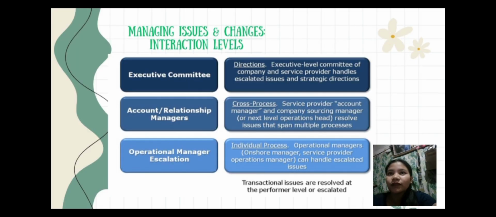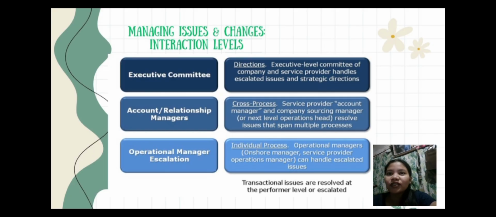Illustrate interaction levels for managing issues and changes, outlining how different levels within an organization handle escalations. In the executive community, the role handles escalated issues and strategic directions. The scope is the executive level community of the company and services. In account or relationship managers, the role resolves issues that span multiple processes. In scope: service provider, account manager, and company sourcing managers or next level operational head.